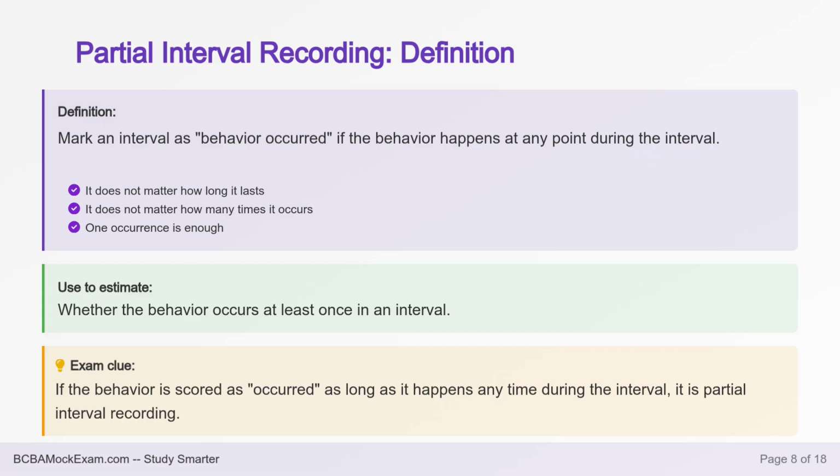Partial interval is used to estimate whether behavior occurs at least once in an interval rather than how long it lasts. On exam questions, if the description says the observer records the behavior as present if it happens at any time during the interval, that's your clear signal that the method is partial interval recording.